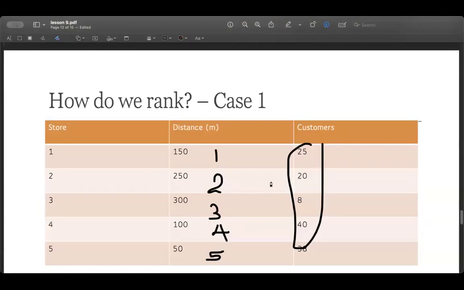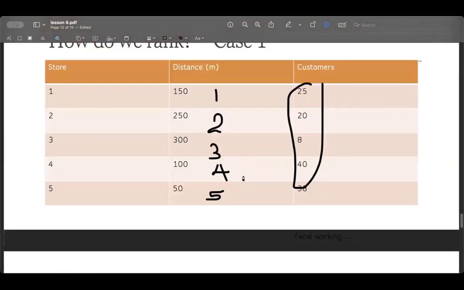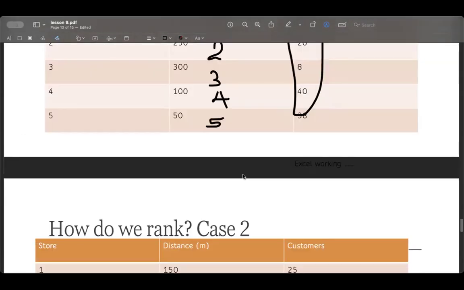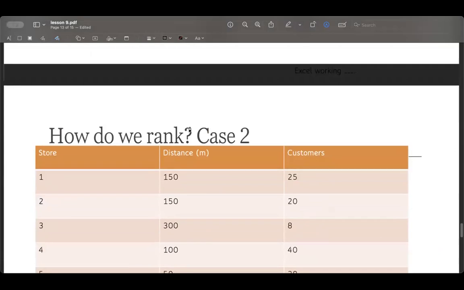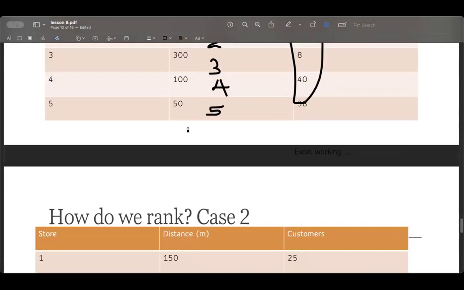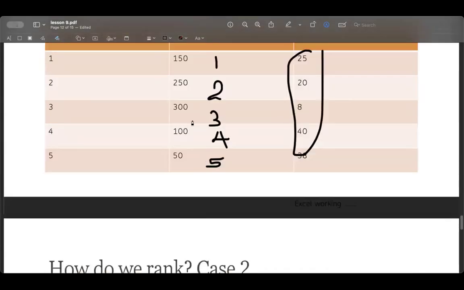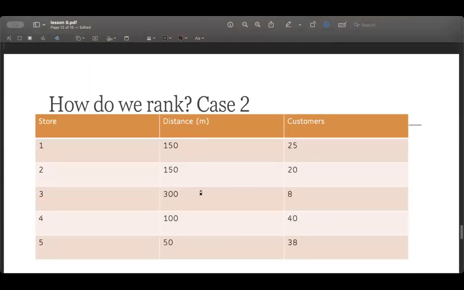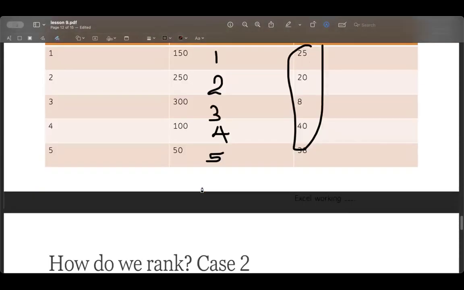Okay, so this is for case 1. This is for case 2, right? See, the values are different. Here we have 150, 250, and here it is 150. Then 300 for the third one, 300 for the fourth one, we have 100, 150. Okay, some values are different and some values are equal.